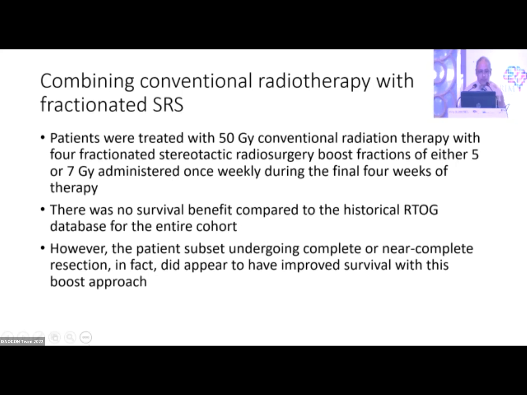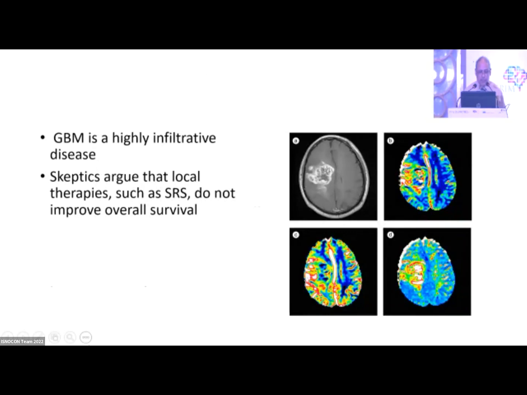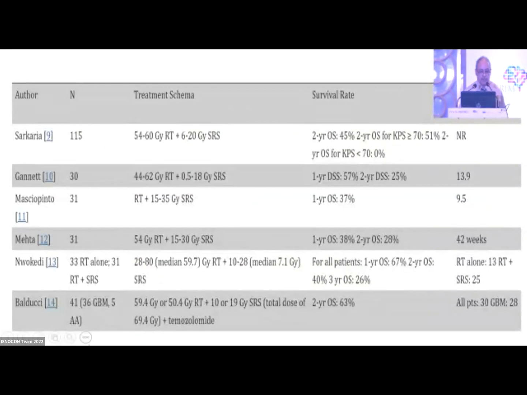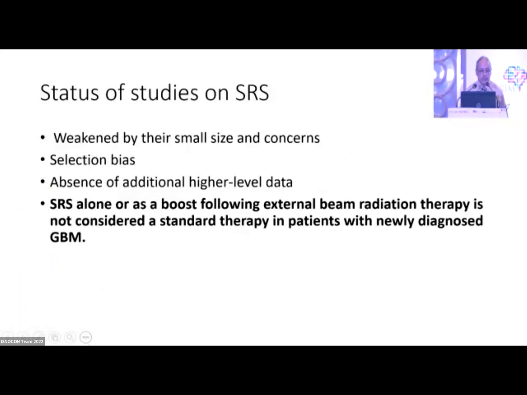So the problem is, this is where you see the way this tumor infiltrates, and you see the MR perfusion where the tumor is going. And this is what happens. There's collective invasion, vascular cooption, perineural satellitosis, diffuse infiltration. So all these are not to be covered. And yet you see a series of patients being tried on SRS. But the problem is that they are weak in terms of sample size, the selection bias, the absence of high-level data. So SRS alone or as a boost following external beam radiation therapy is not considered standard therapy in patients with newly diagnosed GBM.